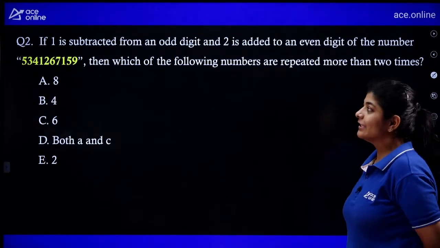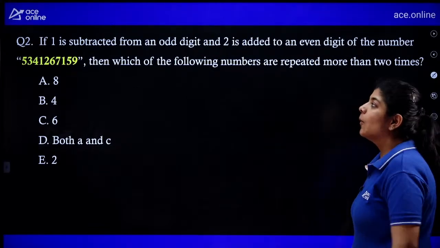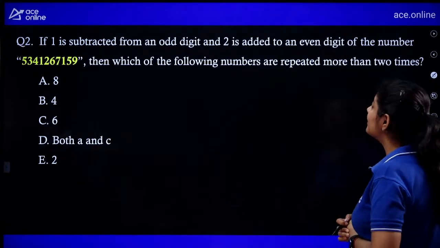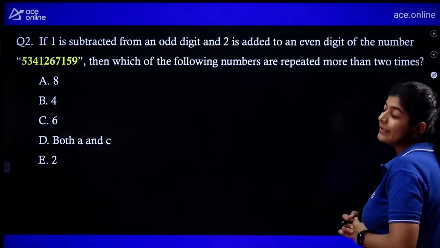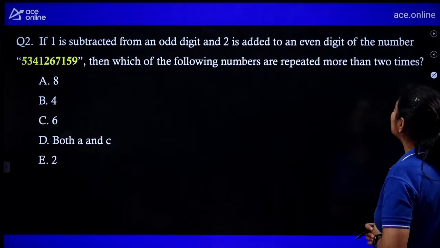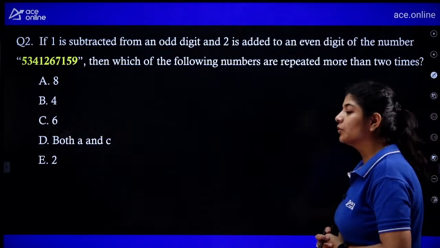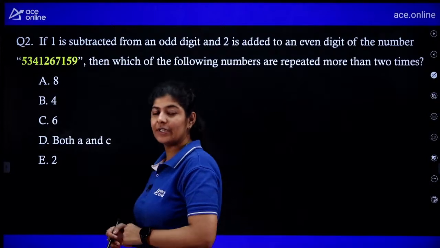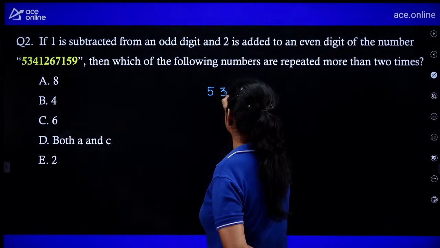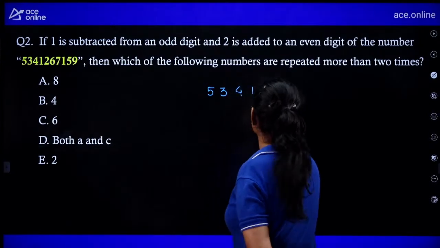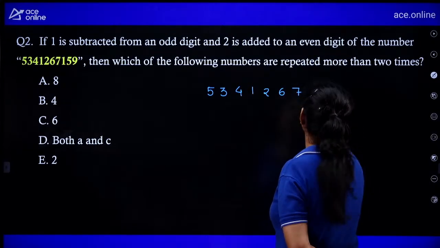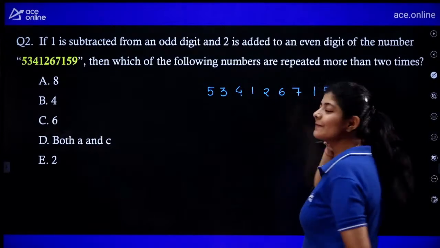Next. The next question is saying that if 1 is subtracted from an odd digit and 2 is added to an even digit of the number, then which of the following numbers are repeated more than 2 times? What we need to do is find out which number is repeated more than 2 times. The number that we are having is 5, 3, 4, 1, 2, 6, 7, 1, 5, 9. This is my number.